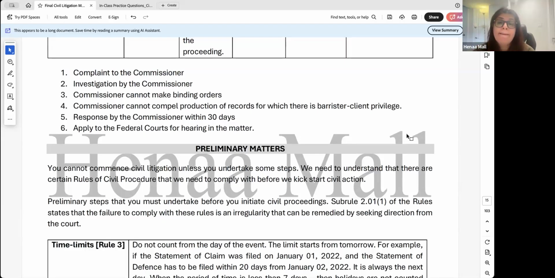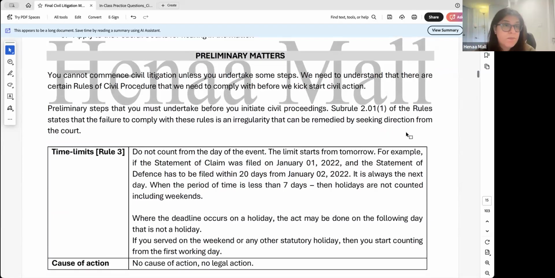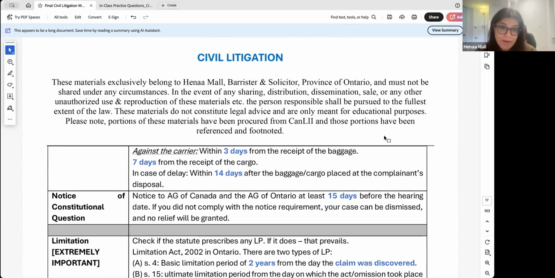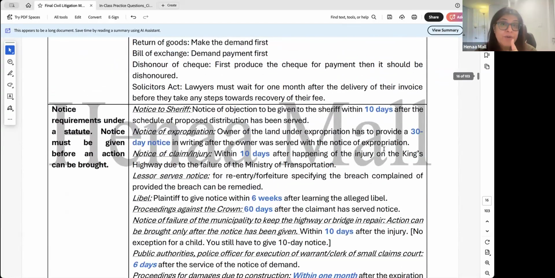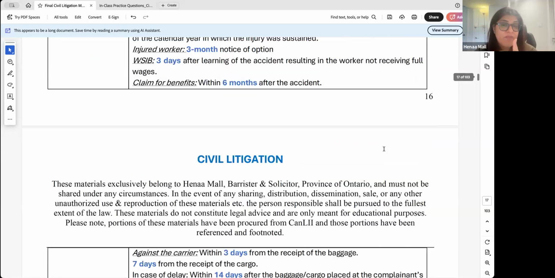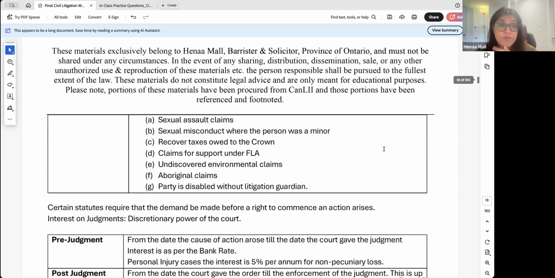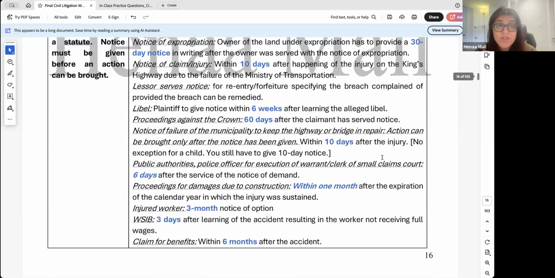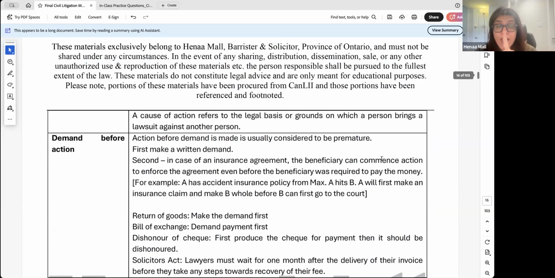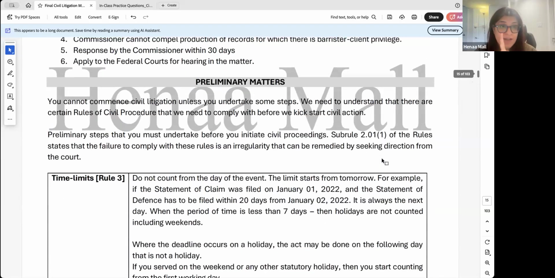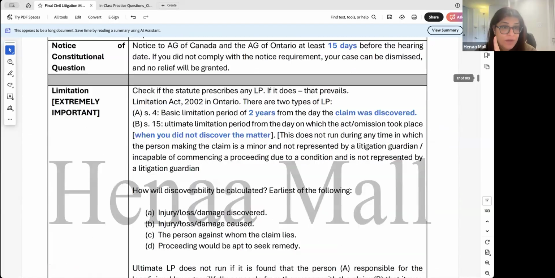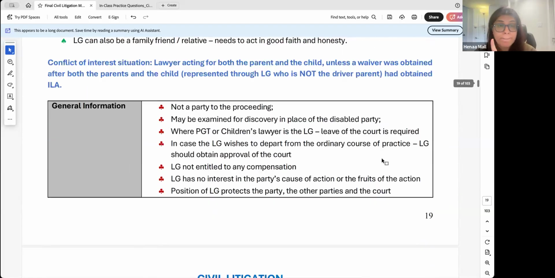Now, I'm not going to start pre-litigation protocols today, which is essentially your preliminary matters, because this is something we're going to do on Monday. I'm going to enter a very technical area where we're looking at time limits and so forth. This is reserved for Monday. For those of you who are our regular candidates and already have access to my recordings, please go over the lecture that talks about pre-litigation protocols, which is your preliminary matters. We're going to finish that on Monday.